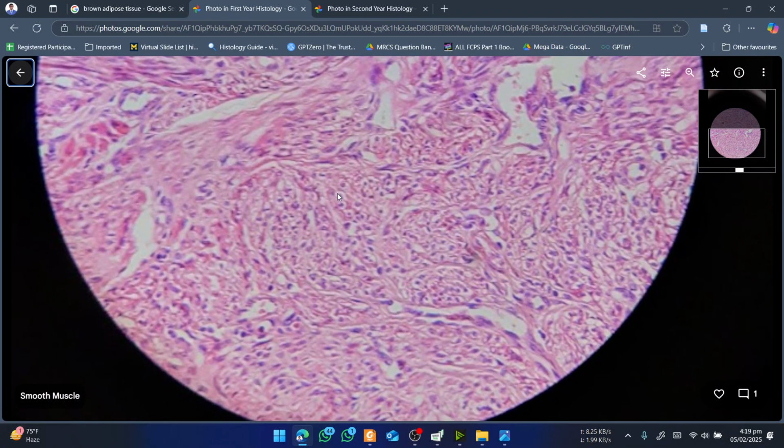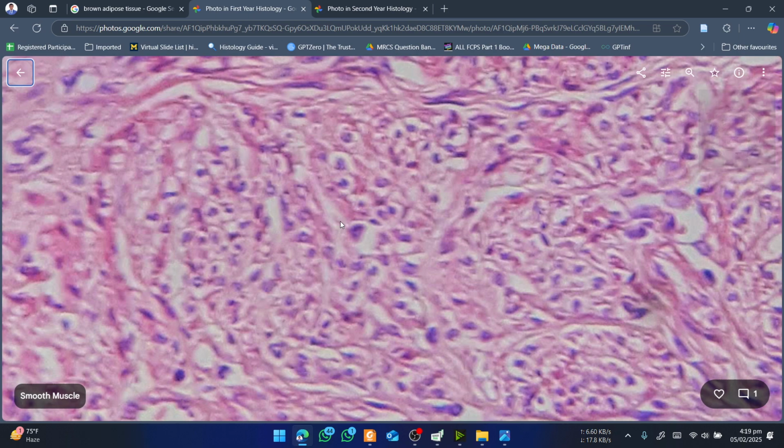You see, this is a part where the cells are cut in the cross section. So this is a cross section cell between them. This is the tip without nucleus. This is a cross section with nucleus between them. This is a tip, and so on.